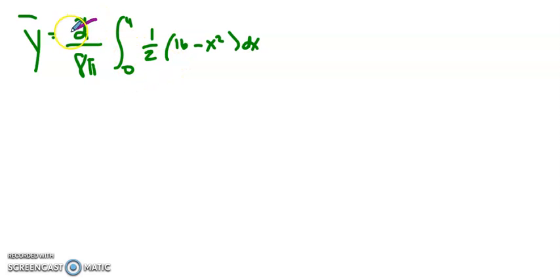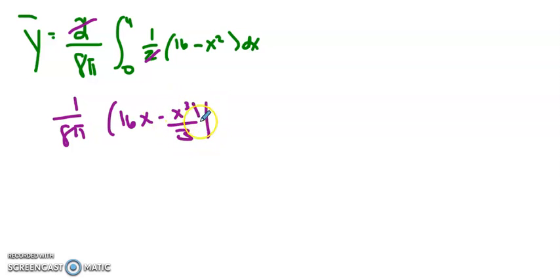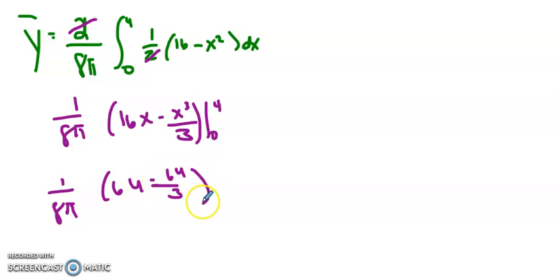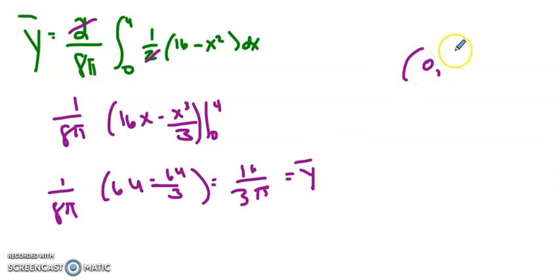So I'm going to cancel out these 2's, and I'll have 1 over 8 pi, and then I'll integrate to 16x minus x cubed over 3, and I need to go from 0 to 4. So I have 1 over 8 pi, then I have 64 minus 64 over 3. When I multiply it all out, I'm going to get 16 over 3 pi, which is my y bar. So my center of mass for that lamina is (0, 16 over 3 pi).